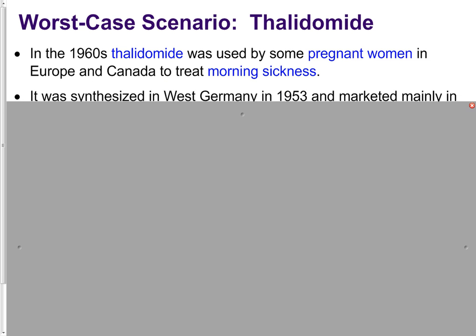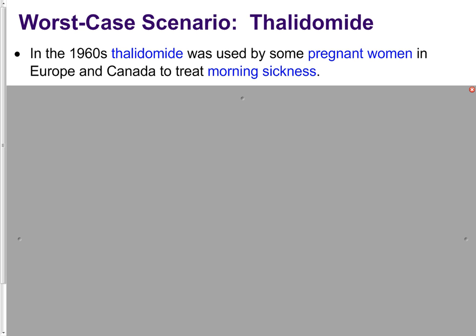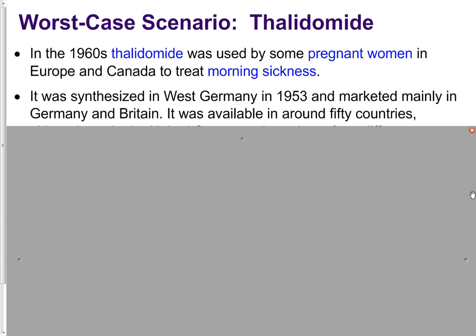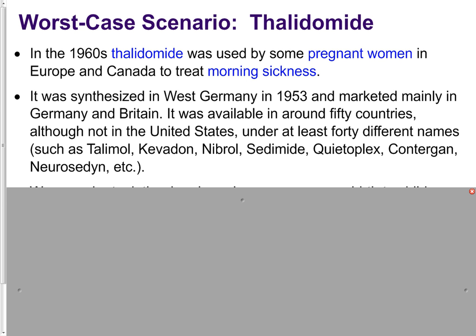Now, one last point for this video is, and we mentioned this back in our organic unit when we talked about chiral molecules, a worst case scenario called thalidomide. In the 1960s, thalidomide was used in Europe mostly. It was prescribed. It was not an over-the-counter drug. It was a prescription drug used to combat morning sickness that some pregnant women were feeling in the early trimesters of their pregnancy. You can see that it was made in West Germany, marketed mainly in Germany and Britain. It was available in 50 countries or so. It was never available here in the United States.